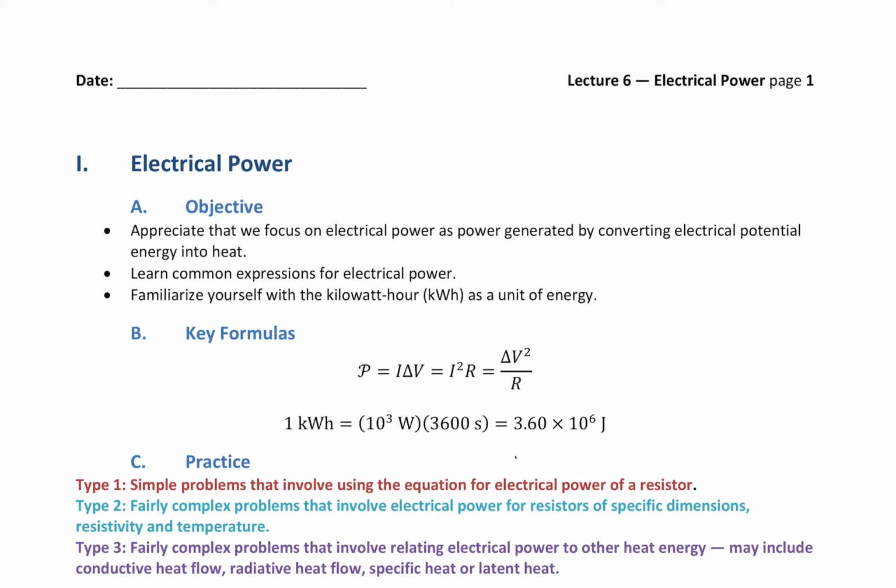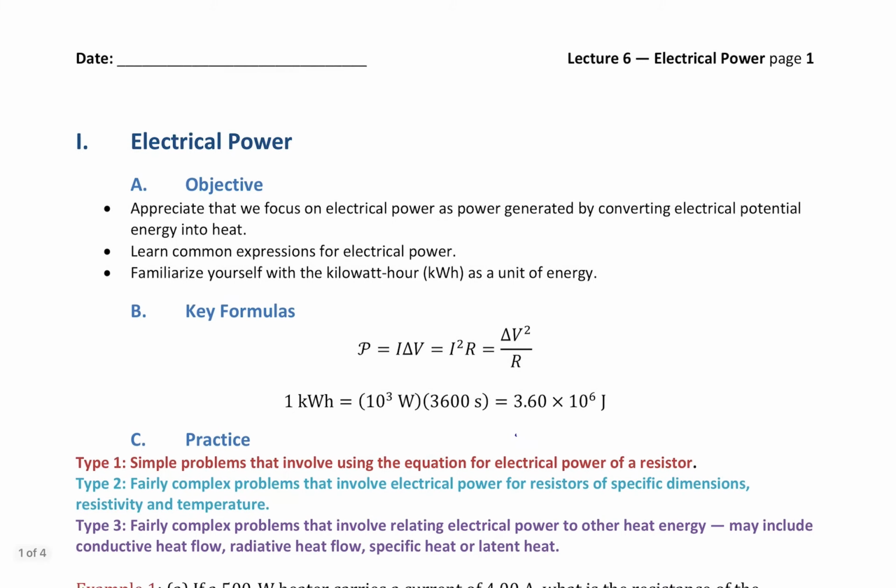We want to learn common expressions for electrical power. There are three of them. They're right down there, and we'll talk about them in just a moment. And we want to familiarize ourselves with the kilowatt hour, which is a unit of energy. You might see the word watt and think it's a unit of power, but it's actually a unit of power times time. Since power is energy over time, power times time is just back to energy. Power over time times time, the time cancels, and we're just left with energy, E for energy. All right, so let's look at our key formulas.